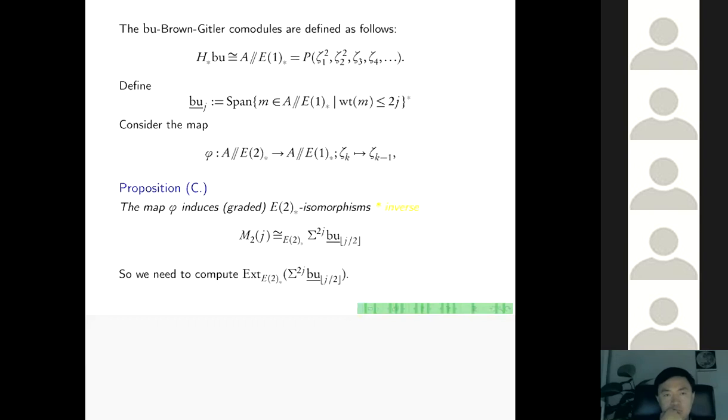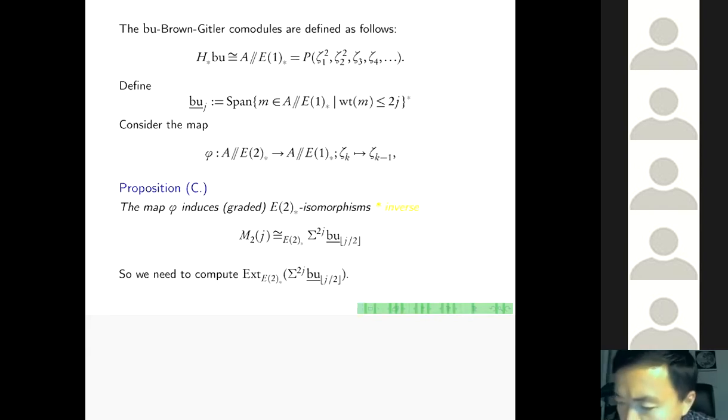But where you take zeta k to zeta k minus 1. And I guess I'm implicitly saying that zeta 0 is 1. So if you restrict this map to a particular weight in A mod mod E2 dual, you can argue that that's going to actually just give you one of these BU Brown-Gittler subcomodules.